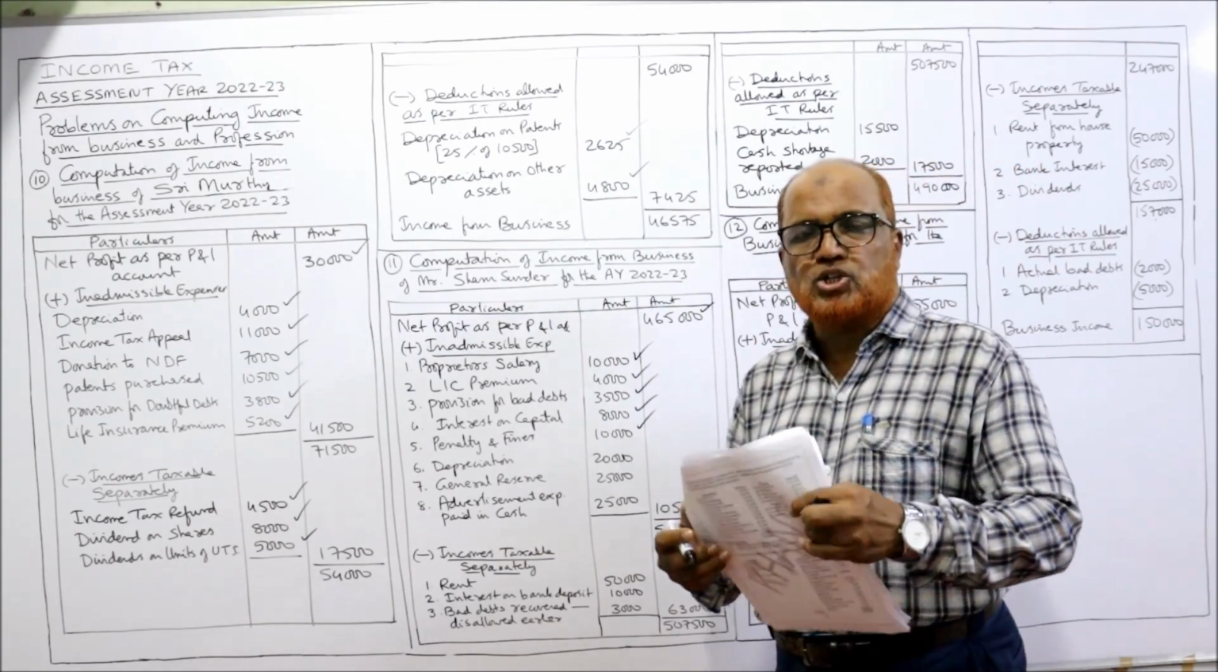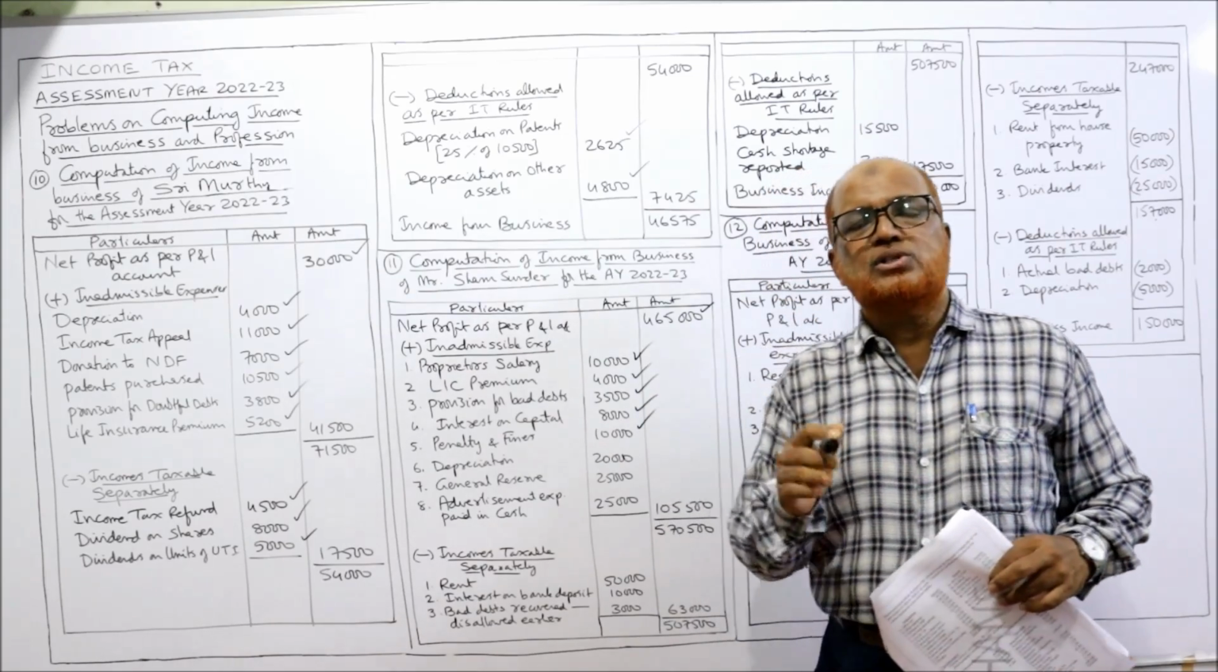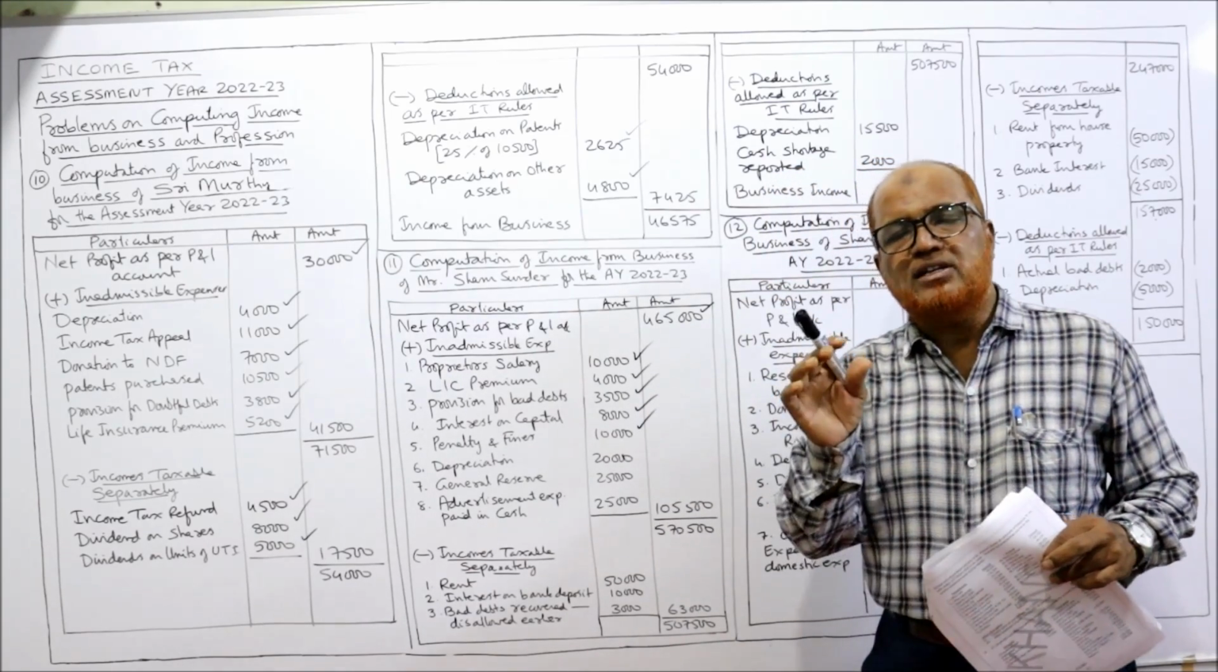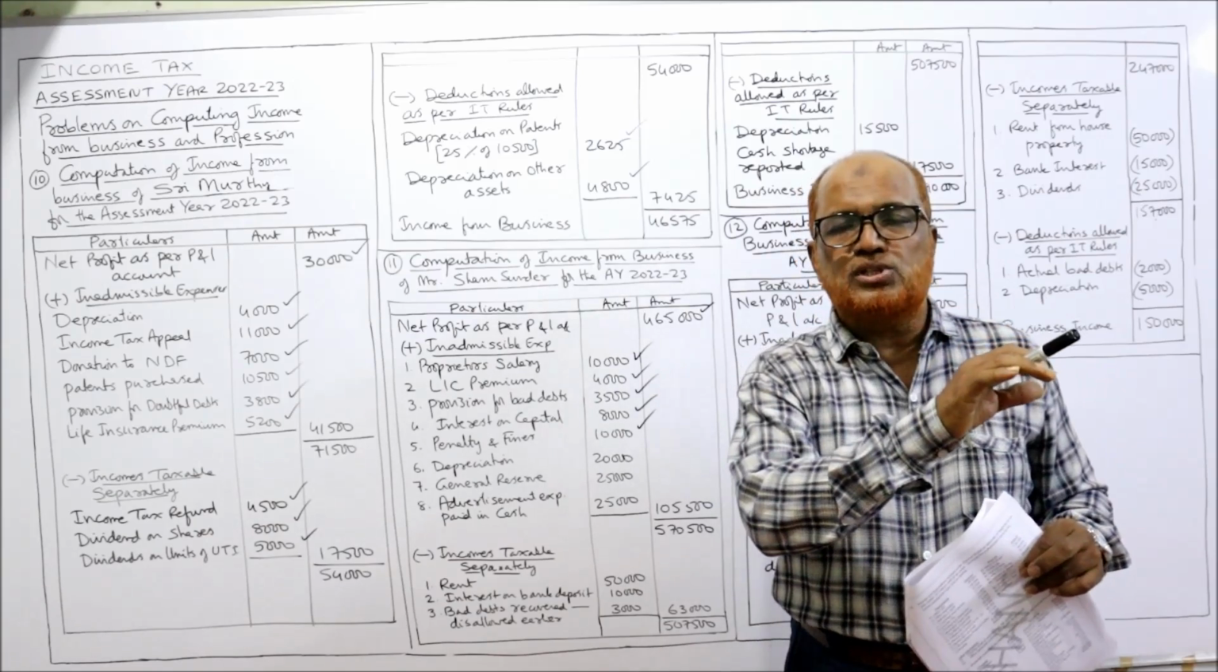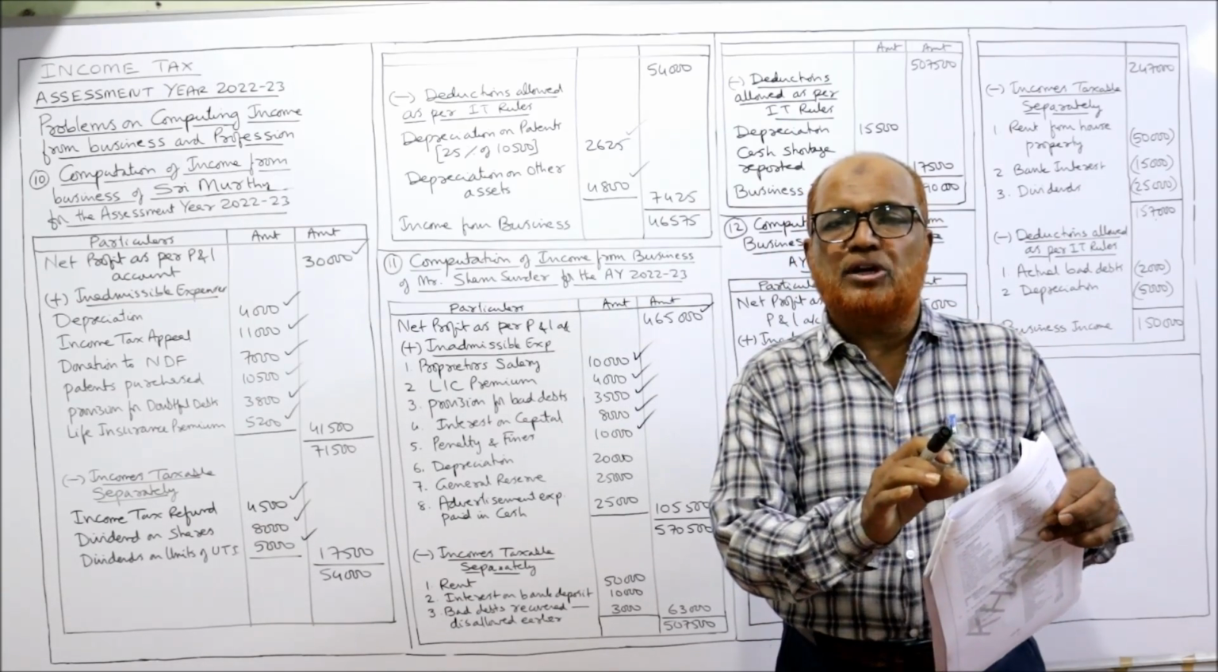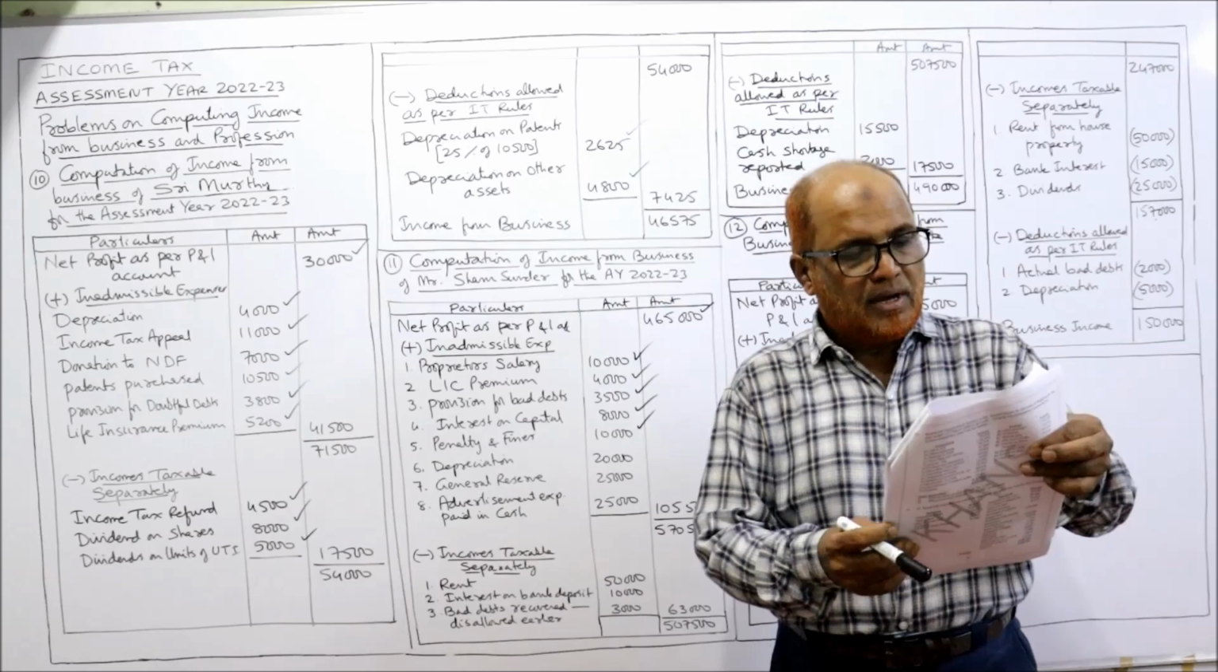Next one, depreciation. For depreciation, you have to see the adjustment. If in the adjustment depreciation as per IT rules is given, then depreciation debited to profit and loss account will be disallowed.